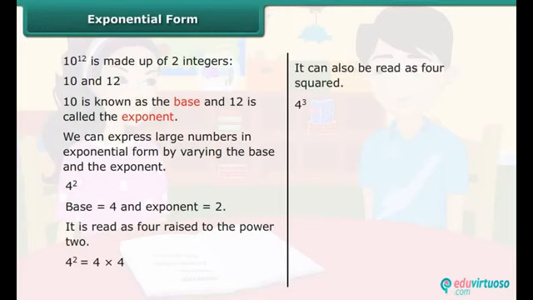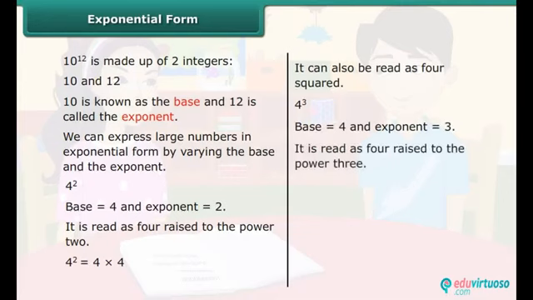Look at one more exponential number. Base is 4 and exponent is 3. It is read as 4 raised to the power 3. 4 raised to the power 3 is nothing but 4 into 4 into 4. Therefore, it is also read as 4 cubed.